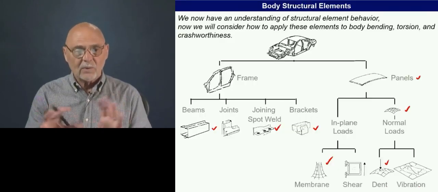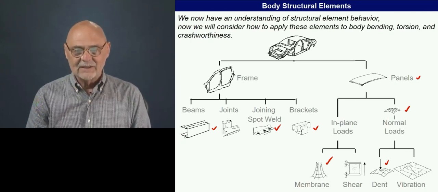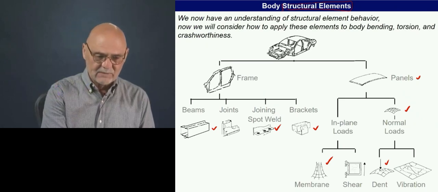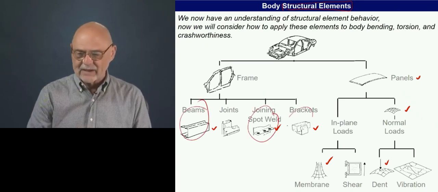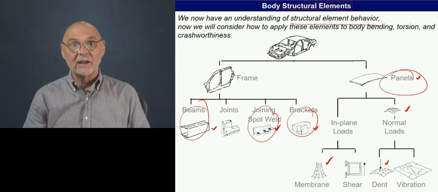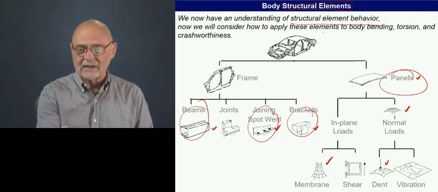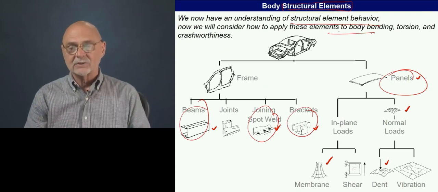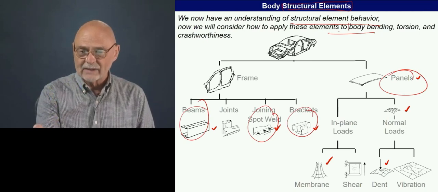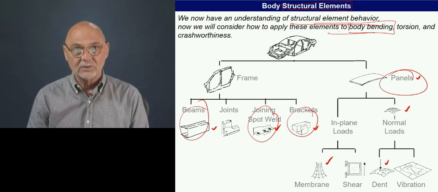So where we're at now is a milestone point in this course. We've been looking at body structural elements. Like you see here, we've looked at beams, spot welding, brackets, and panels. So we have some understanding of structural element behavior. And now what we have to do is consider how to apply these elements, how to turn the beams and the panels into part of a body structure that's ultimately going to meet requirements for overall body bending, body torsion, and crashworthiness.